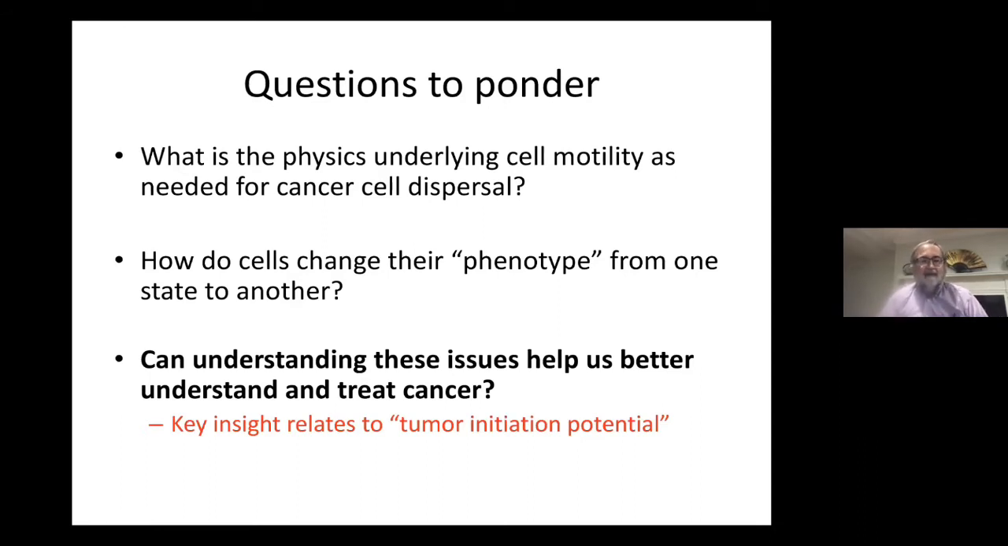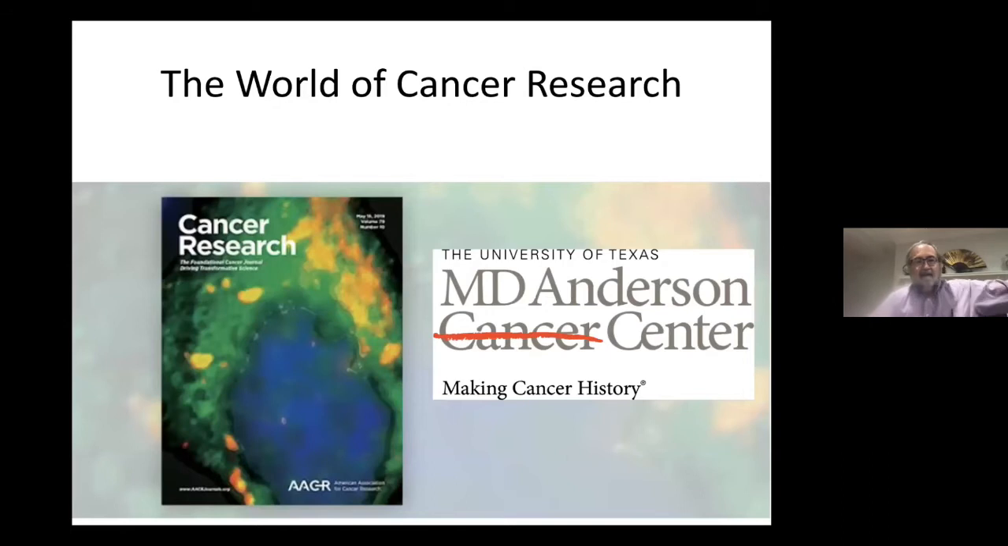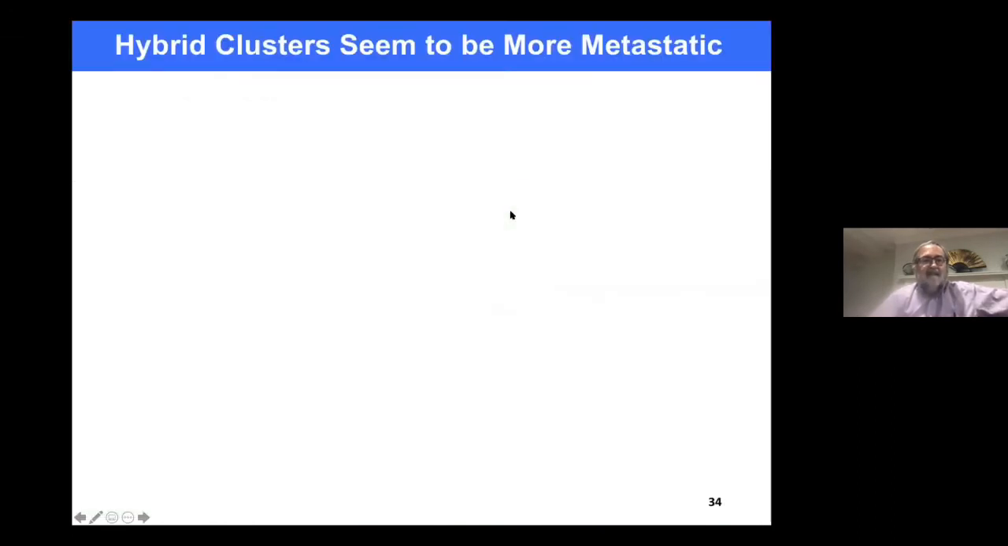Why do we care? Why do we care if cells leave individually versus leave collectively? Is there something special about these clusters? Is there something special about this phenotype that enables us to better understand and maybe eventually even treat cancer? So let's turn to the third world. We had so far the world of active media. We had the world of nonlinear dynamics and its relationship to genetic circuits. Let's now talk a little bit about actual cancer research.